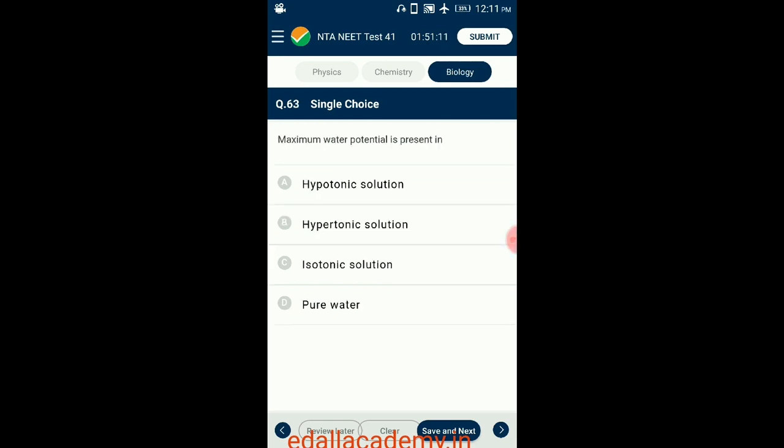Question number 63. Maximum water potential is present in. Water potential depends upon the concentration of solute. If the concentration of solute increases, water potential reduces. Thus, the maximum potential is present in pure water. So, the answer for this question is option D. The maximum water potential is present in pure water.